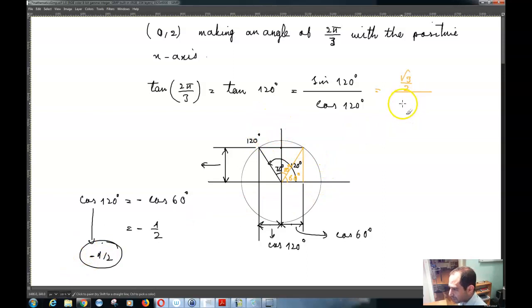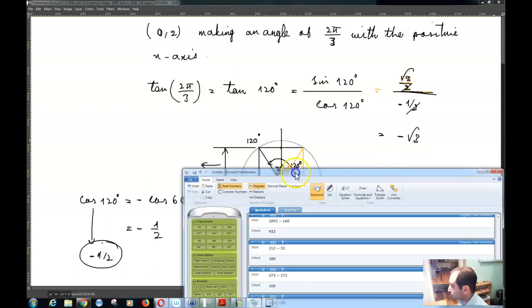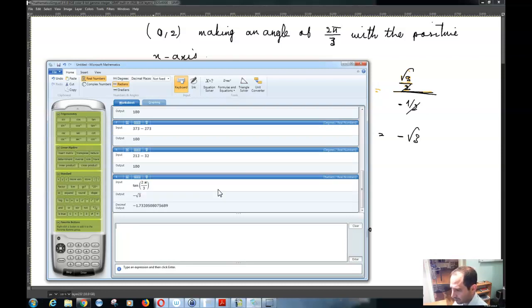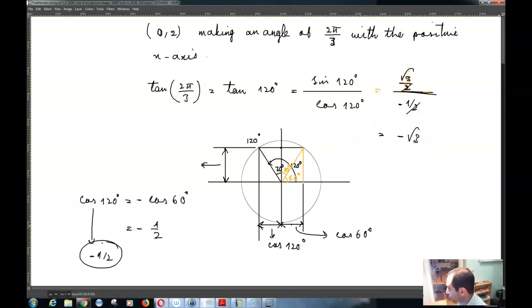So that means that basically negative 1 by 2 and square root of 3 by 2, and then you will see that the tan of 2 pi by 3 or 120 degrees is equal to negative square root of 3. Now if you use a calculator over here and set this to radian, and if I write tan of 2 pi by 3, I will get negative square root of 3, which is exactly what we found over here.